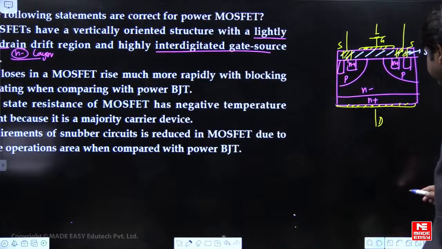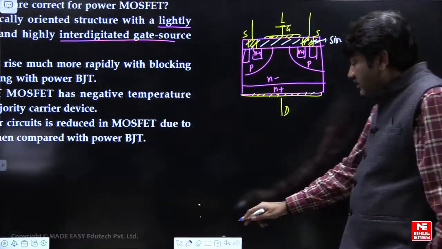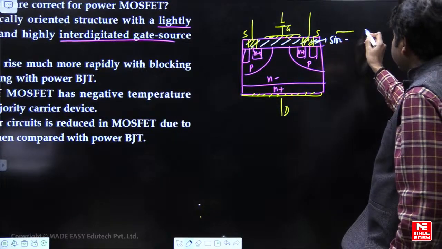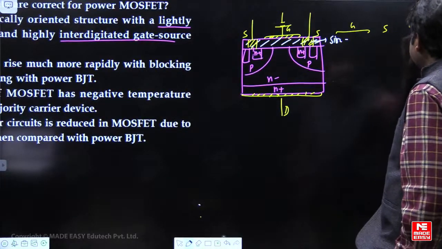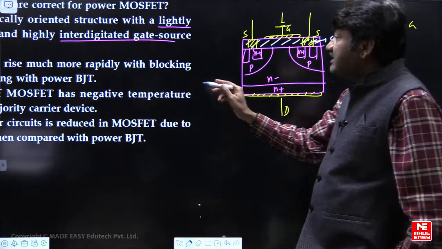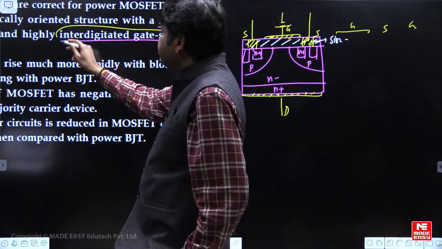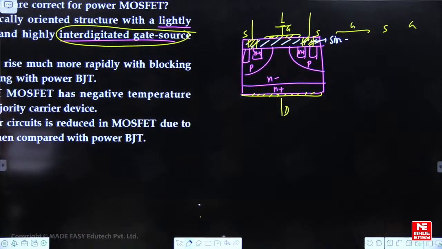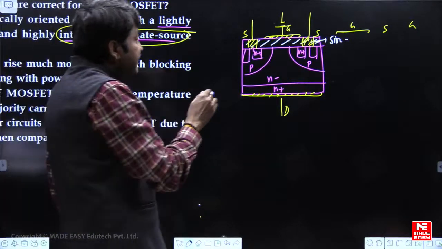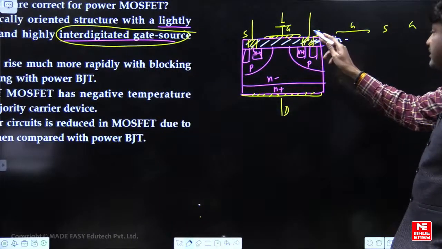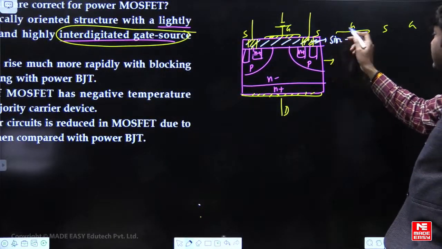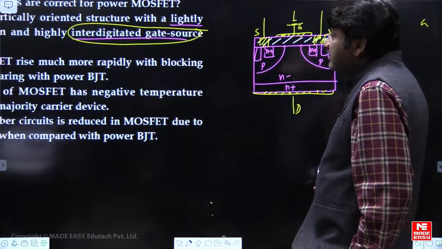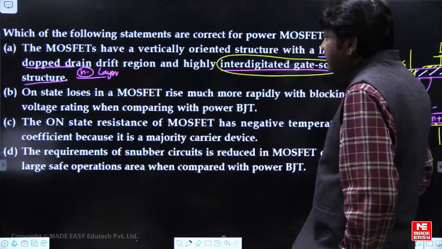So dear students, if you look here, alternately we have gate, source, once again gate, source, like this. So this is called interdigitated gate source structure. You understood? So for MOSFET we are having interdigitated gate source structure. Alternately this is the gate, source, again this will stretch like this, gate, source, that is called interdigitated gate source structure, okay?